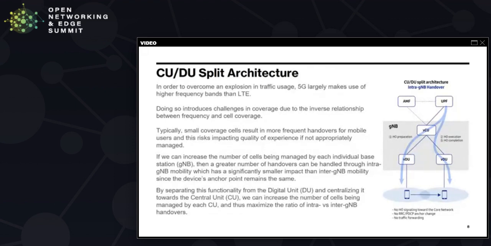Separating the DU and CU functions into virtual data units, or VDUs, and virtual control units, or VCUs, allows us to create a one-to-many relationship between a VCU and many VDUs. This is known as a CU-DU split architecture. The split architecture allows for many cell-to-cell handoffs to be handled by inter-gNodeB mobility, improving network efficiency and the overall user experience.